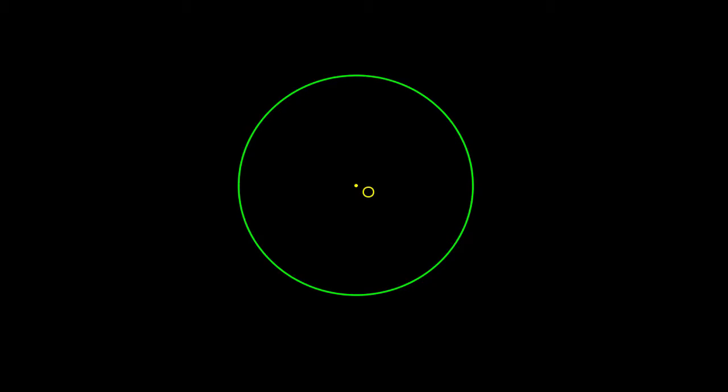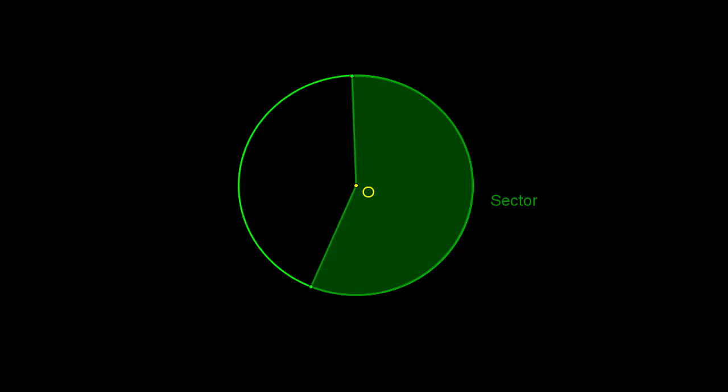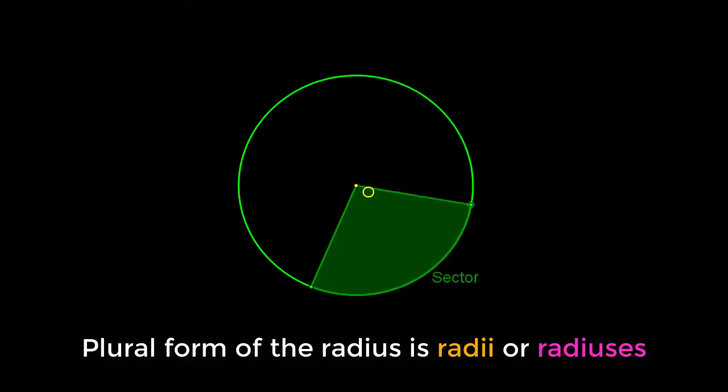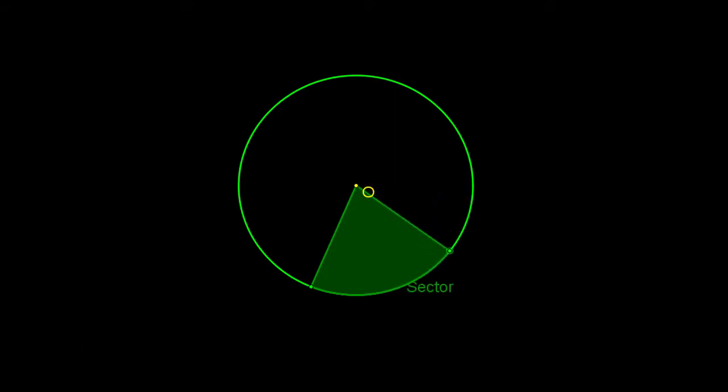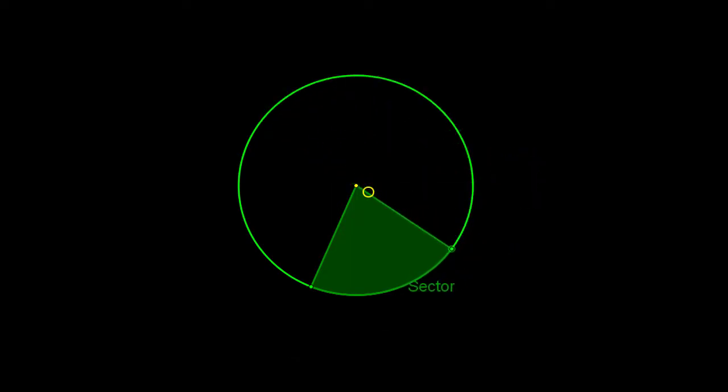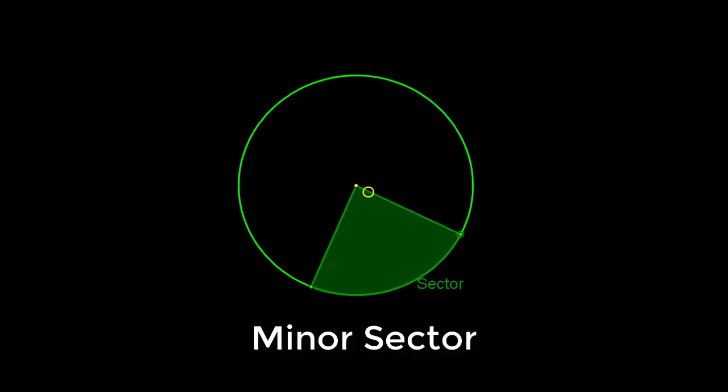Next, let us now look at what is known as a sector. A sector simply refers to the region bounded by 2 radii and a portion of the circumference, or a region bounded by any 2 radii and an arc, as you can see on the screen. Once again, when this portion is more than half the circle, it is called a major sector. But when the sector is less than half of the area of the circle, it is called a minor sector. Take note of these key terms.